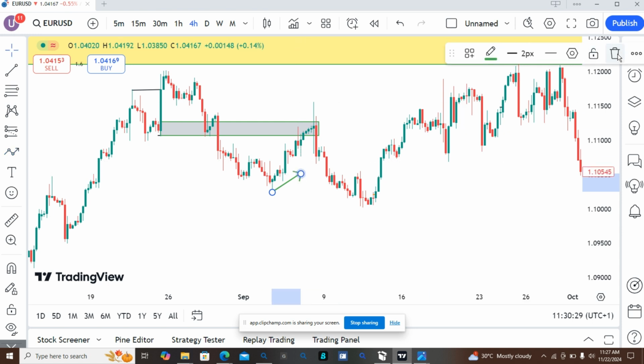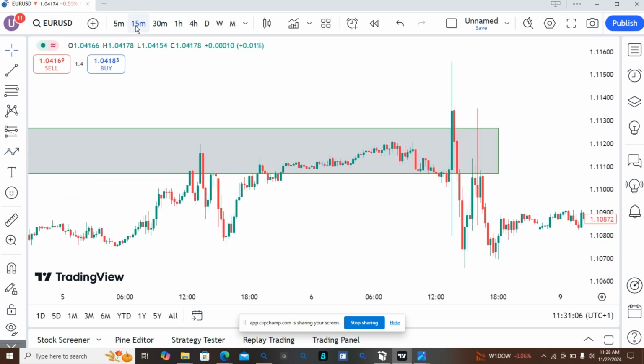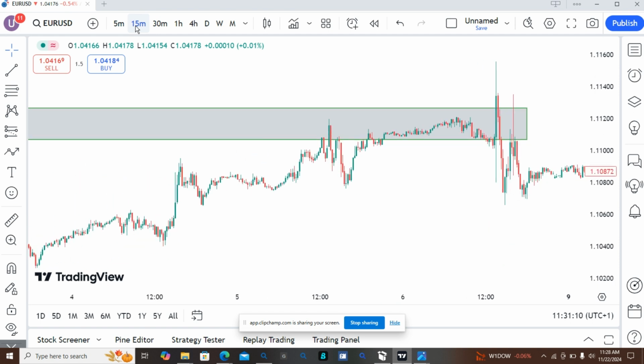So let's go down to 15 minutes time frame. Okay, so this is 15 minutes time frame. Let me adjust this. You notice that in 15 minutes time frame, price is moving up to this zone that we marked in 4 hour time frame, our breaker block. This zone that I highlighted is our breaker block.